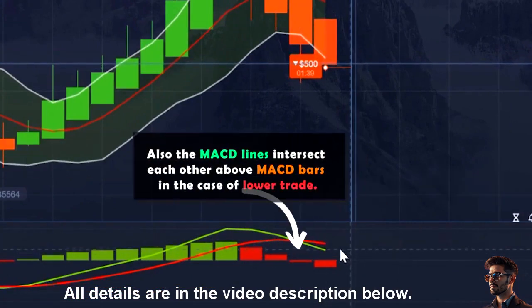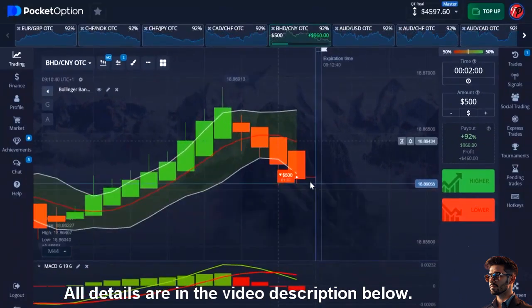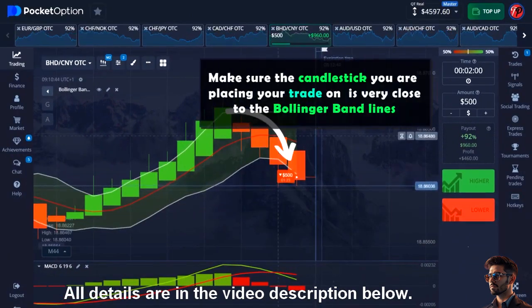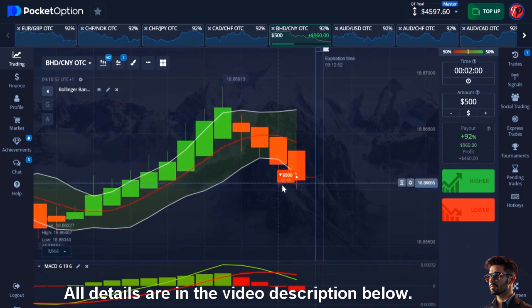Not only that, make sure that they are above the signal bar of your MACD if you're going for a down trade. The second thing is to make sure that your candlestick is very close to the down line of your Bollinger Band. I'm talking about this white line right here. Either it's very close to the line or it even crosses the line. Just make sure that it is very close or even out of the line before you enter a trade.